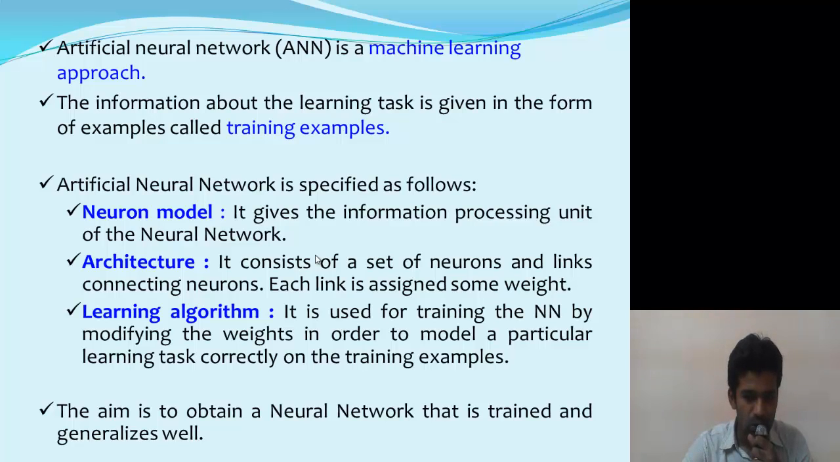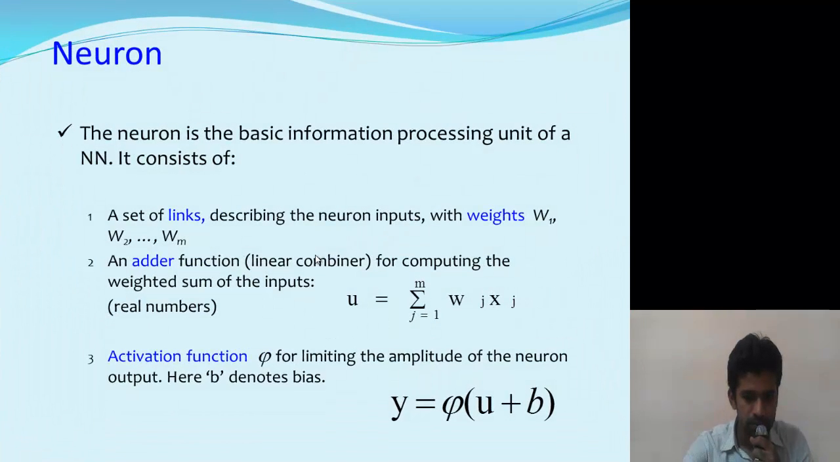Now the last part, learning algorithm. It is used for training the neural network by modifying the weights in order to model a particular learning task correctly on training examples. The aim is to obtain a neural network that is trained and that generalizes well.